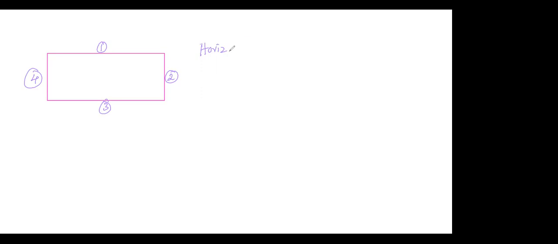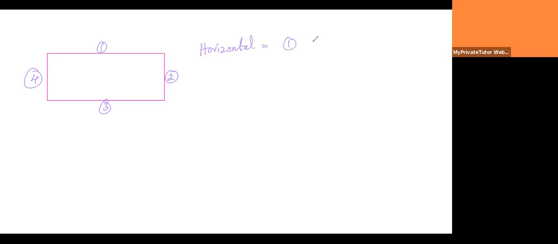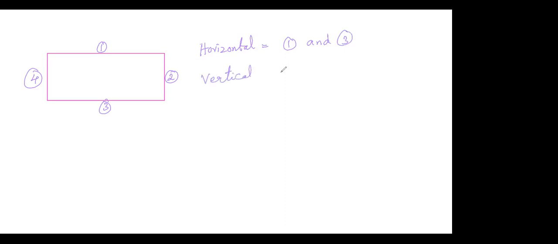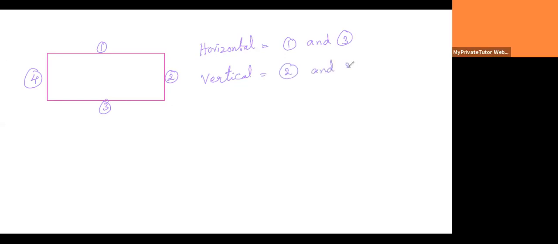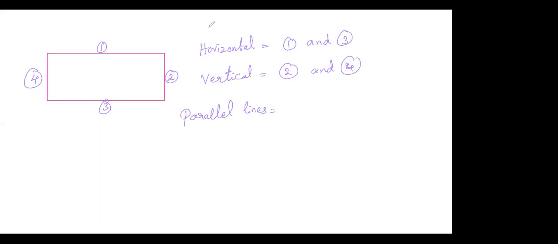Sir, horizontal lines are 1 and 3. Good. What about the vertical lines? Vertical lines are 4 and 2. Yeah, 2 and 4. I hope everyone agrees to that. What about the parallel lines? Anyone? 1 and 3 and 4 and 2.